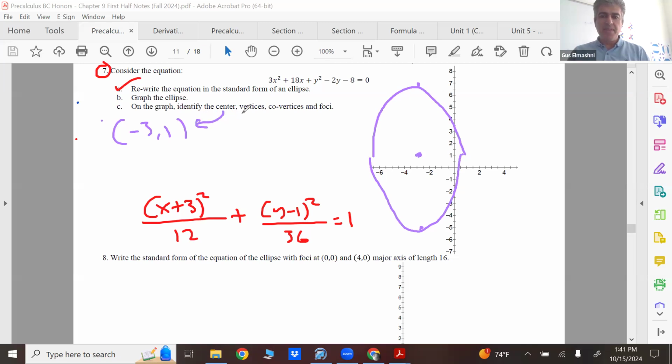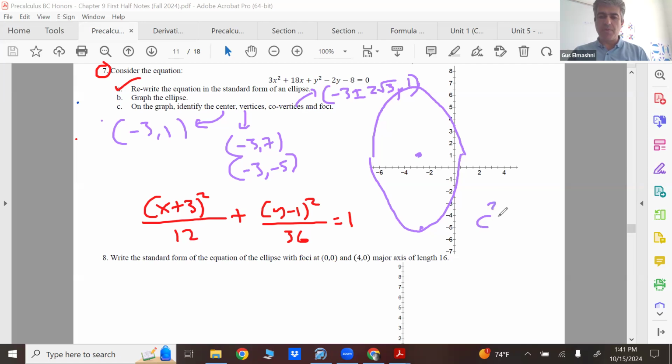That's easy. My vertices, I'm going to say, are -3, comma 7, and -3, comma -5. My co-vertices, I'm going to say, are -3 plus or minus 2 root 3, comma 1. Because root 12 is 2 root 3.